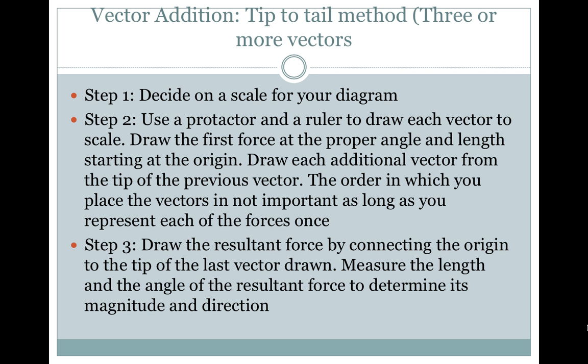Tip-to-tail method for three or more vectors. Step 1. Decide on a scale for your diagram. Step 2. Use a protractor and a ruler to draw each vector to scale. Draw the first force at the proper angle and length starting at the origin. Draw each additional vector from the tip of the previous vector. The order in which you place the vectors is not important as long as you represent each of the forces once. Step 3. Draw the resultant force by connecting the origin to the tip of the last vector drawn. Measure the length and the angle of the resultant force to determine its magnitude and direction.